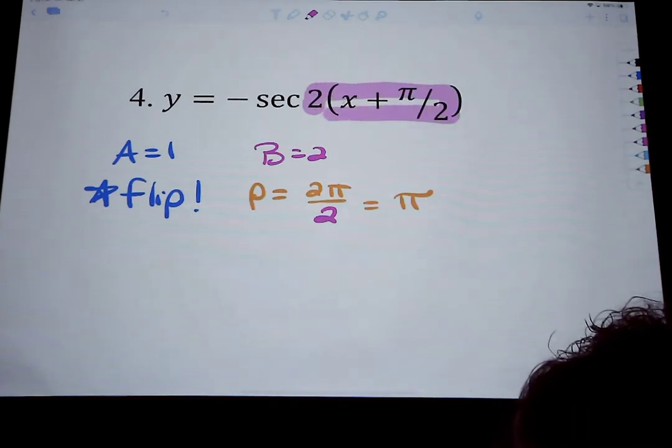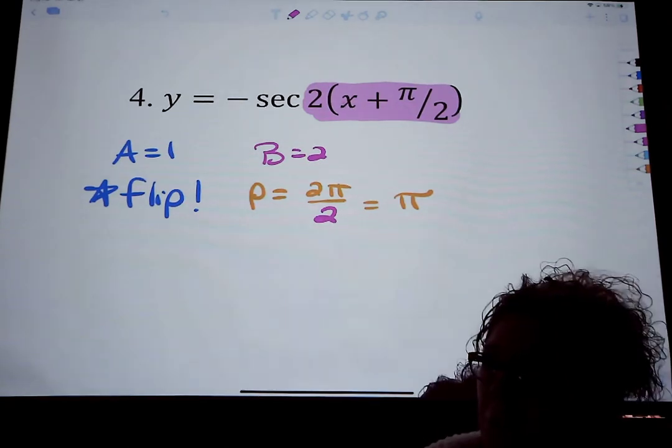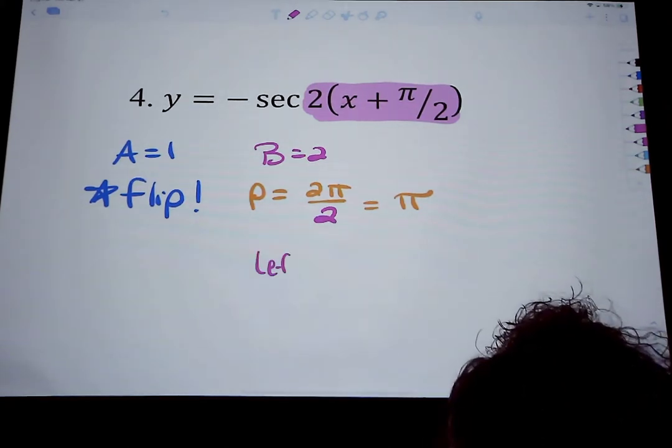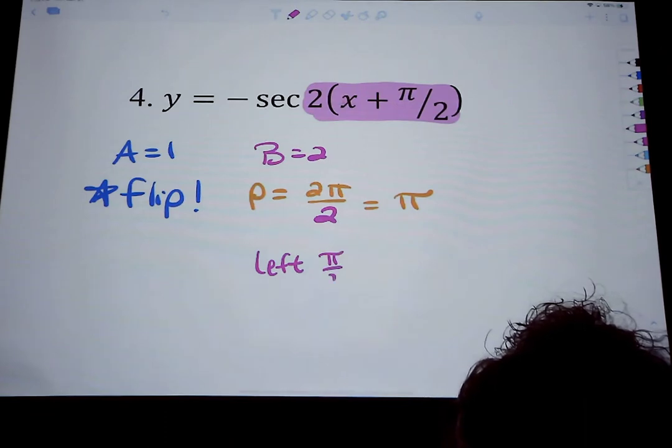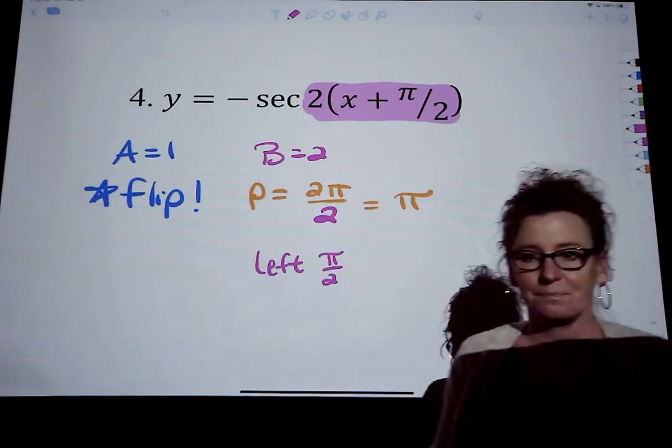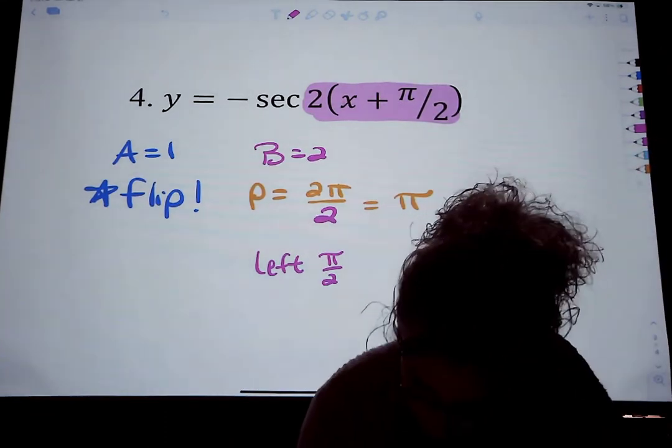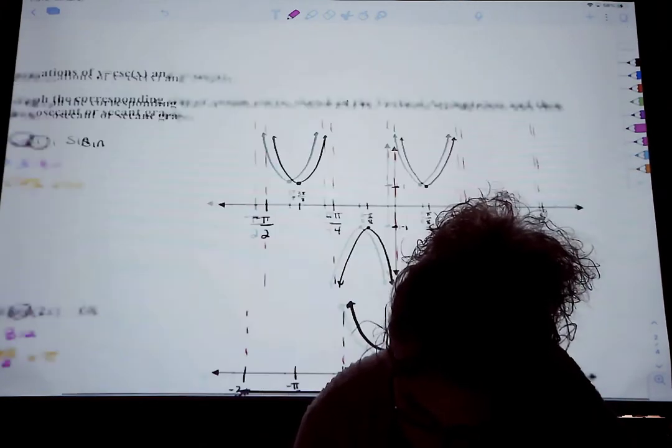Also, let's see, plus pi over 2. That means there's been a shift left. Pi over 2. Got all that? Woohoo! All right, let's do the same with the graphs.